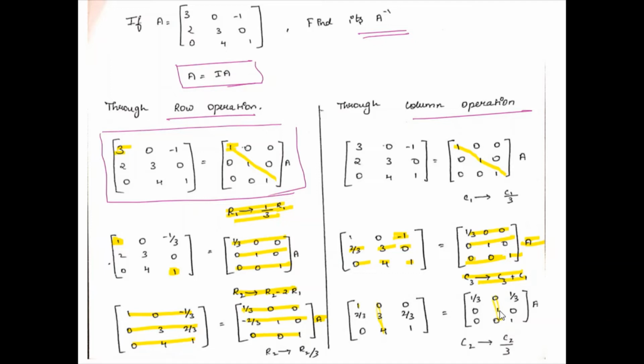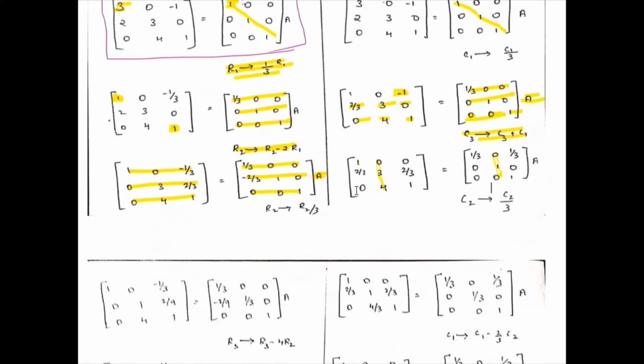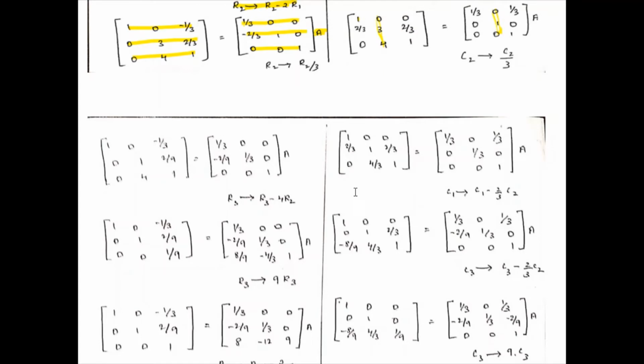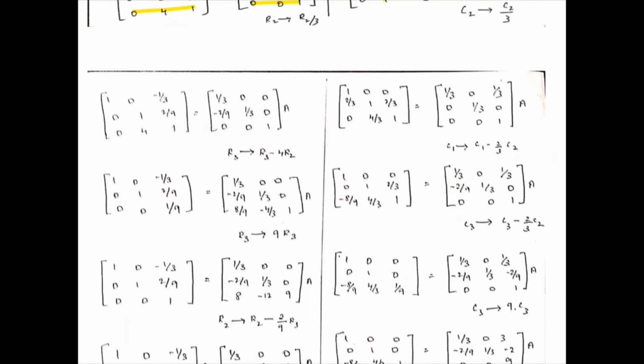A. Here in column operation, we need to convert A22 into 1 so that we can apply C2 implies C2 by 3. Therefore, it becomes 1. So the resultant matrix will become [1, 0, 0; 2/3, 1, 2/3; 0, 4/3, 1] = [1/3, 0, 1/3; 0, 1/3, 0; 0, 0, 1] into A. Now we will proceed to the next step in row operation.